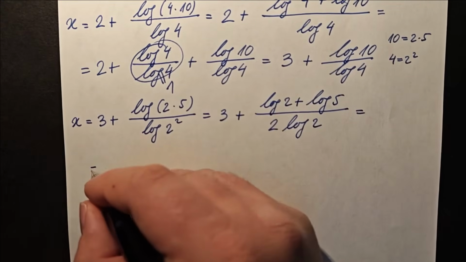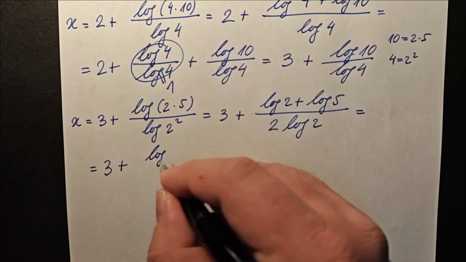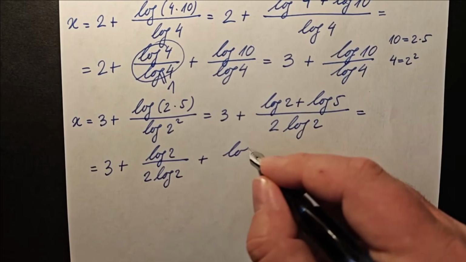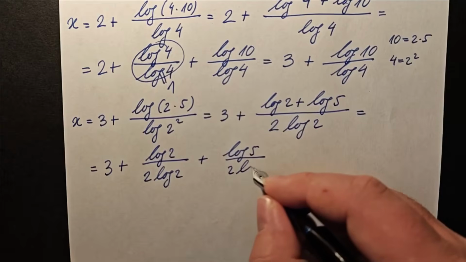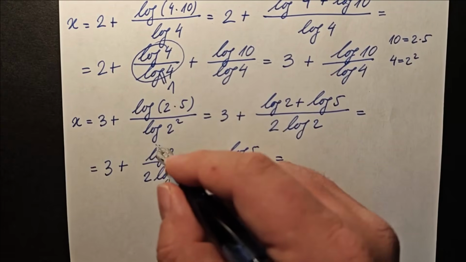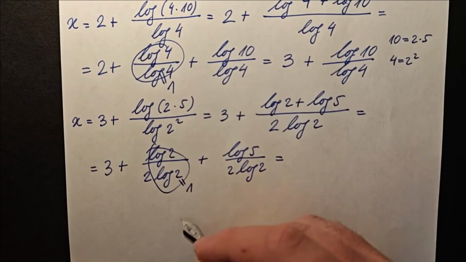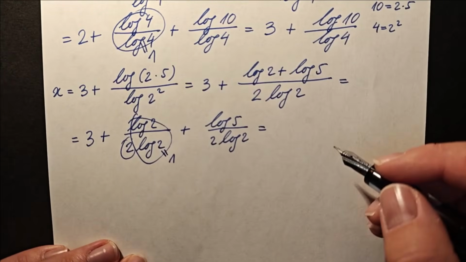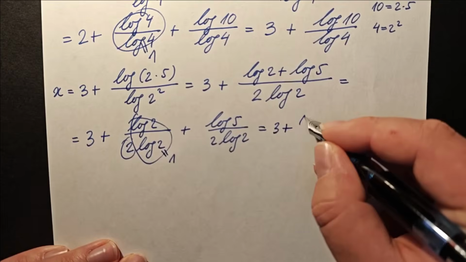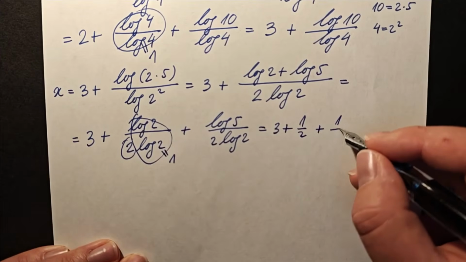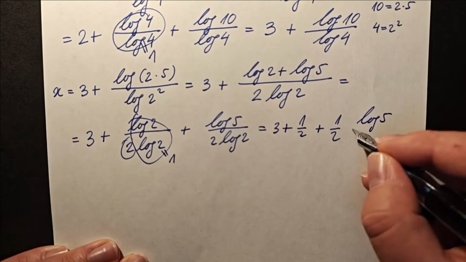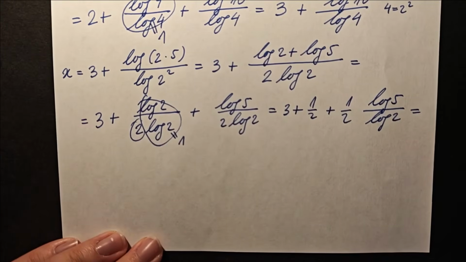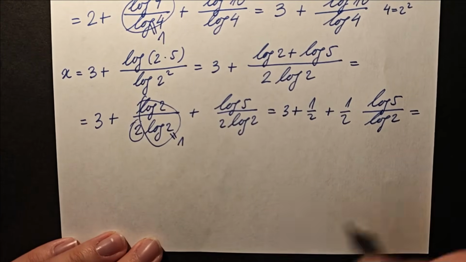So this is equal to 3 plus log of 2 divided by 2 logs of 2 and plus log of 5 divided by 2 logs of 2. This entire fraction is going to be equal to 1, and we have 2 here in the denominator, and we have then 3 plus 1/2 plus 1/2 log of 5 divided by log of 2. At this point, we cannot simplify this term any further.